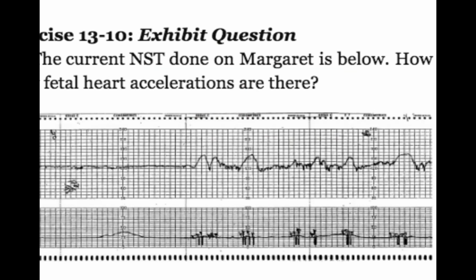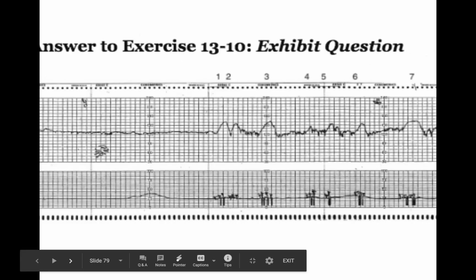So don't get hung up on this. We're going to go over this further down, but just this woman Margaret had her non-stress test done. How many fetal accelerations are there? So fetal accelerations are the normal heart rate is 120 to 160. So how many times did it go above? Take a look at that there, and you can pause that, and you should have gotten 7.